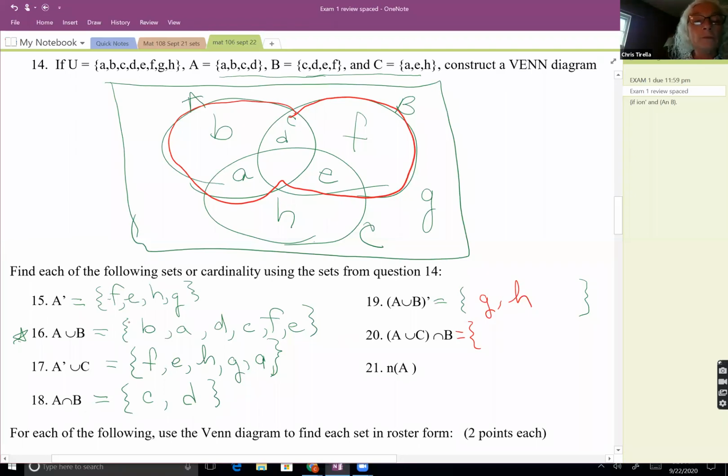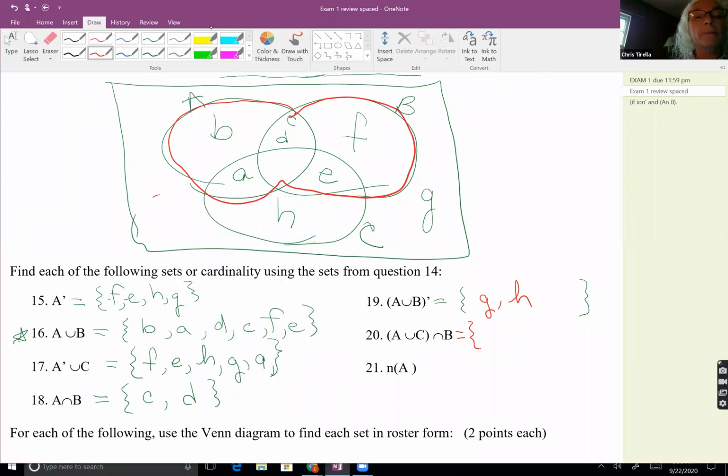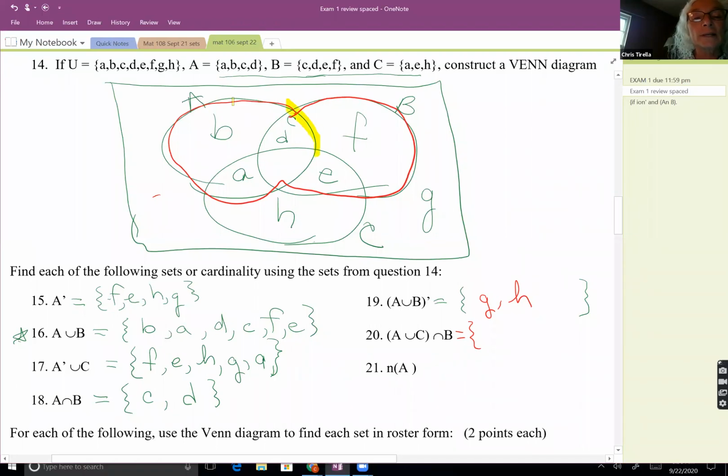Same way, the next one is A union C intersect B. A union C is here, inside the yellow. The complement of that is what's outside, F and G. And when I look for where the complement intersects B, I just get F. So what's outside of the union and inside B.